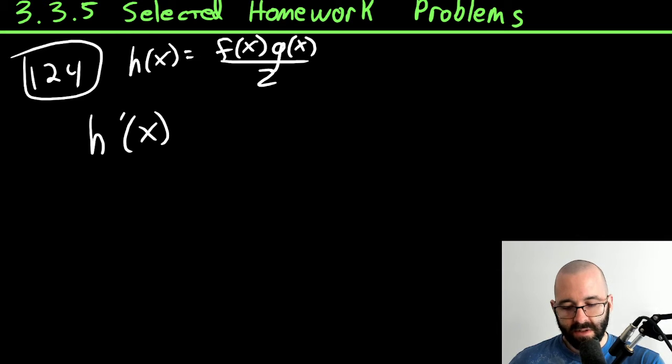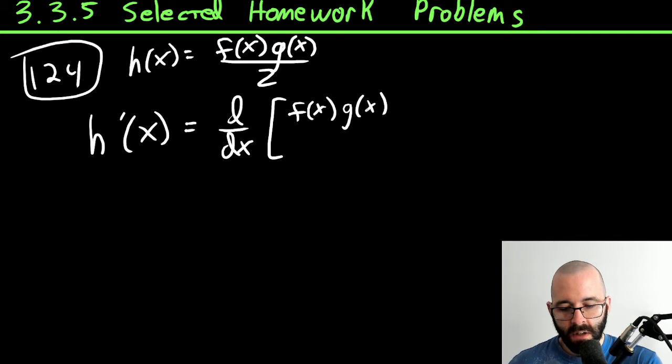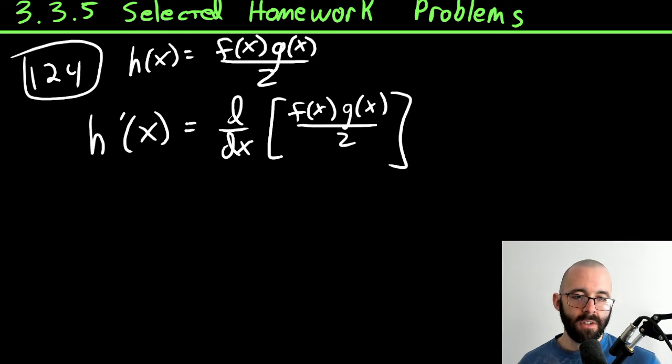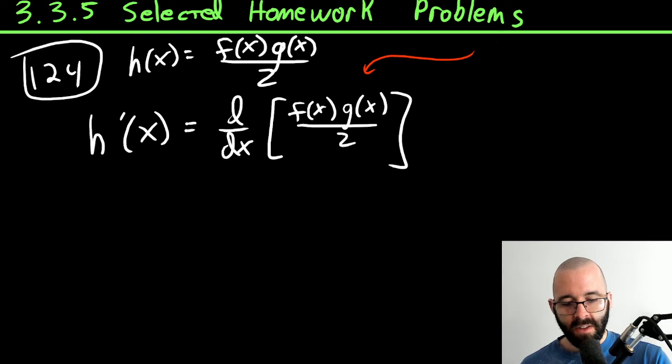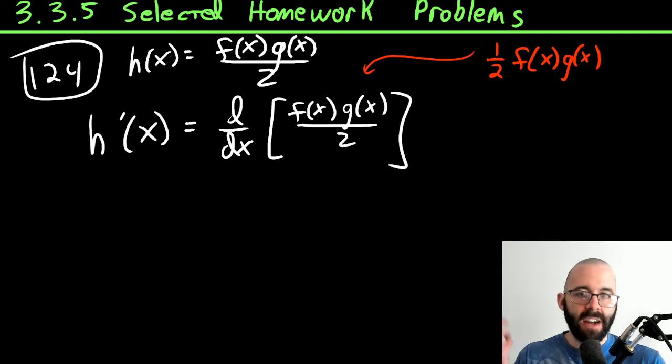So let's do this in stages. H prime is the derivative of h. Now be very careful, because you might see divide by 2, I have to use the quotient rule. And the quotient rule will work here, but there's an easier rule as well. Notice that this inside is just the same as 1/2 times f of x times g of x. We can use a constant multiple rule instead and just factor out the 1/2.